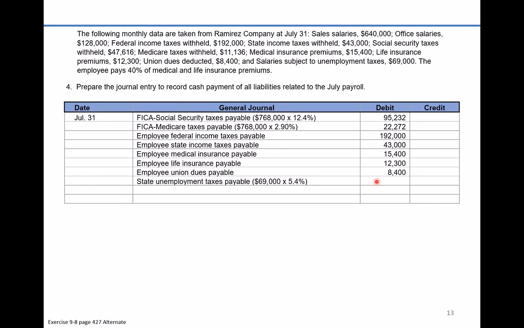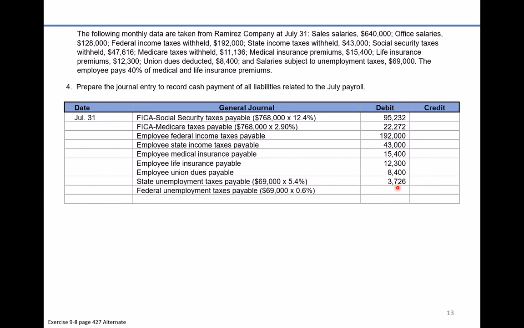The state unemployment taxes payable, remember that was just paid by the employer only. State unemployment and federal unemployment is paid only by the employer. And it's subject only to $69,000 of the salaries. There's a cap that has to be paid out. So $69,000 in salaries times the 5.4% means that the state is now getting their check cut for $3,726. There was a payable called state unemployment taxes payable that had a credit balance of $3,726. How do we make that go away? Give it a debit entry for $3,726.